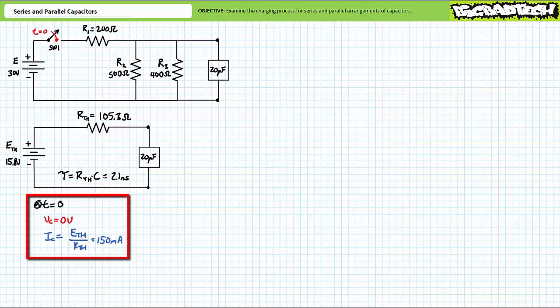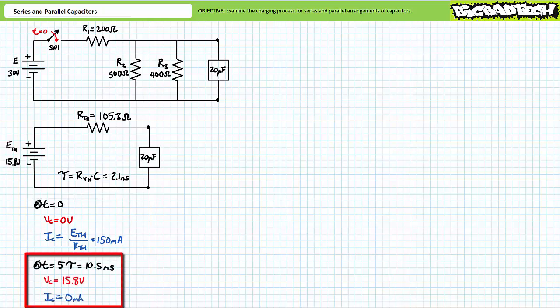At t equals 0, voltage across the initially uncharged capacitor is 0 volts. This means 15.8 volts appears across the Thevenin's equivalent resistor at the onset of the charging process. An application of Ohm's law demonstrates that the capacitor would experience an initial surge of 150 milliamperes.